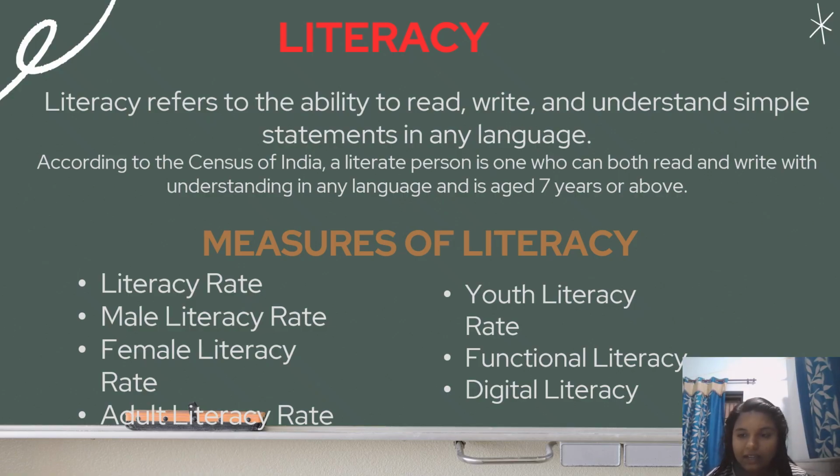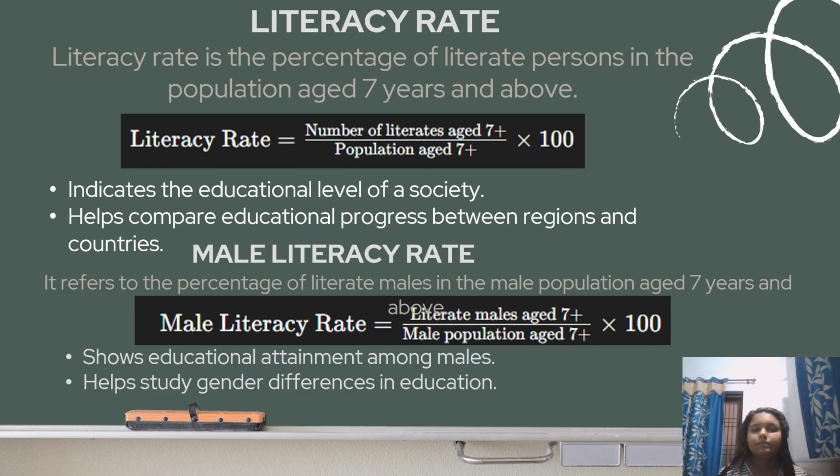Let's check each one. First one is literacy rate. Literacy rate is the percentage of literate persons in the population aged 7 years and above. The equation: literacy rate is equal to the number of literate persons aged 7 and above divided by the population aged 7 and above, into 100. It indicates the education level of the society. It helps to compare educational progress between regions and countries.